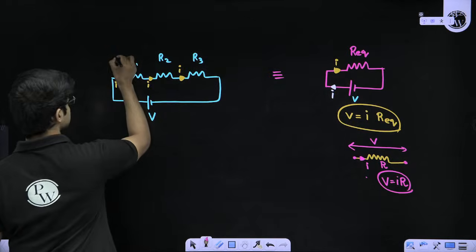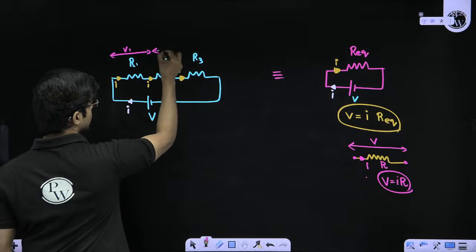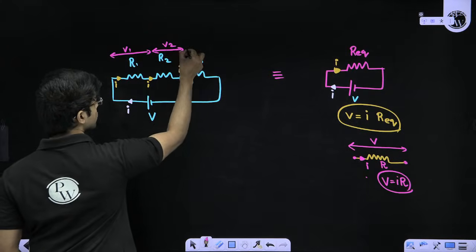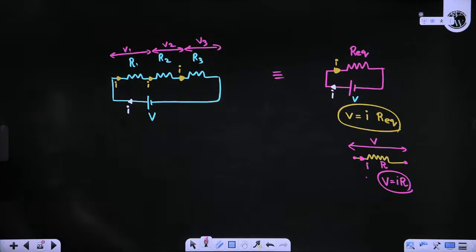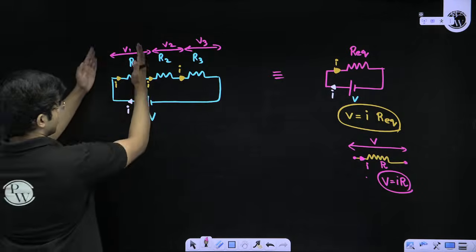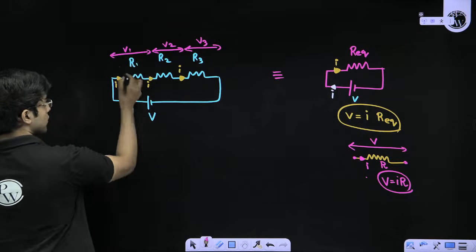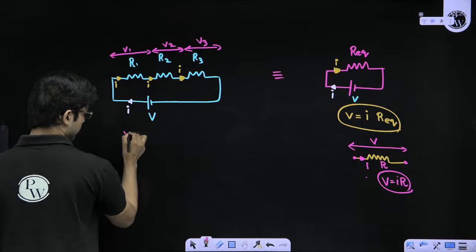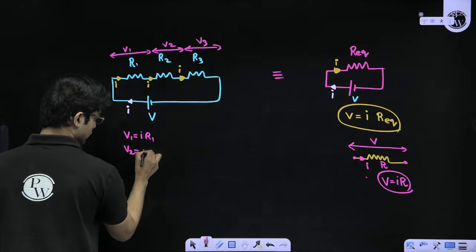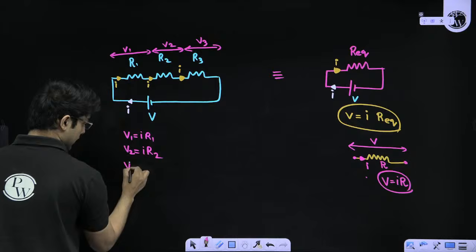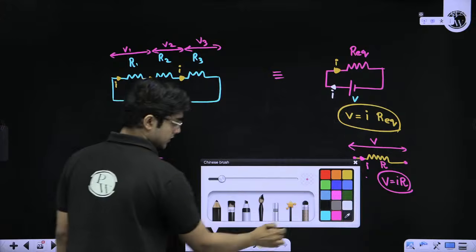Here the issue is that the potential difference across R1 will be something else. Let's call it V1. Across R2 it will be something else, let's call it V2. And across R3 it will be something else, let's call it V3. But individually we can write what V1, V2 and V3 are, because we can apply Ohm's law to the R1 resistor. Then we get V1 equal to IR1. Similarly, apply Ohm's law in R2, so V2 equal to IR2 and V3 equal to IR3. So apply Ohm's law in the three resistors one by one.